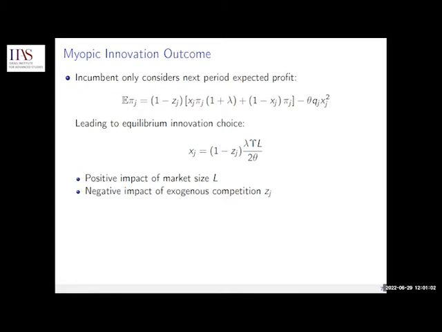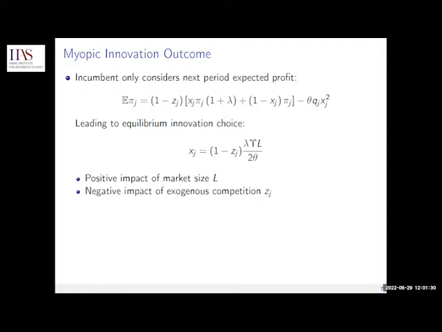So the expected profit of a myopic firm is a firm that's just thinking about its expected profit next period. And by the way, this looks very similar to the one that I showed you before when I introduced that static innovation choice, right? So first, with probability ZJ, there's entry and my profits are wiped out to zero. So I have a zero here. Everything else is weighted by 1 minus ZJ.